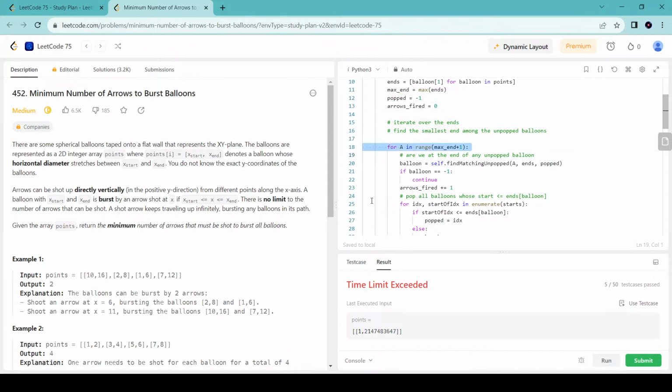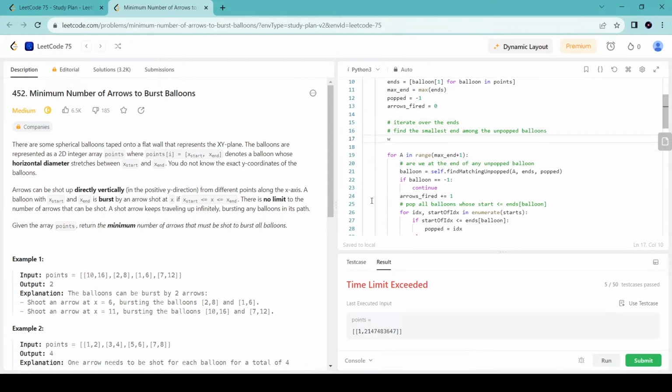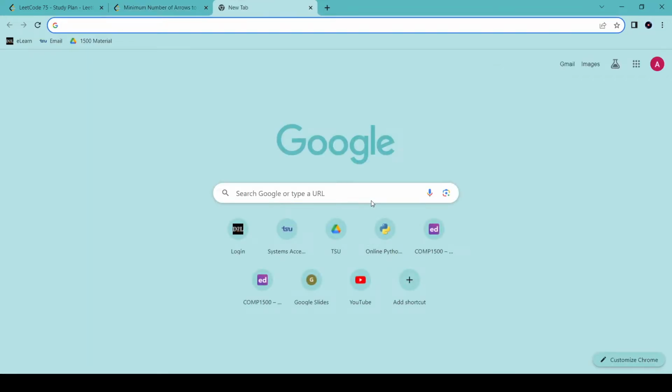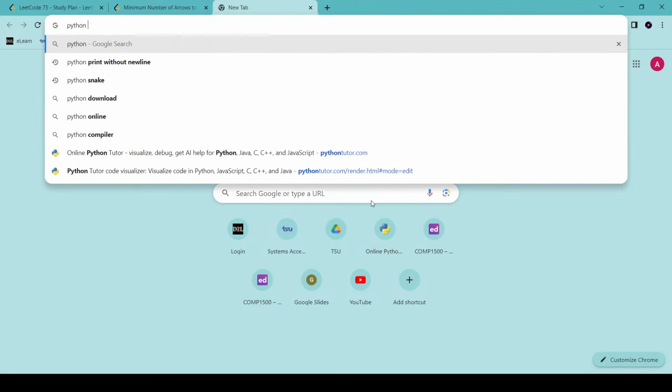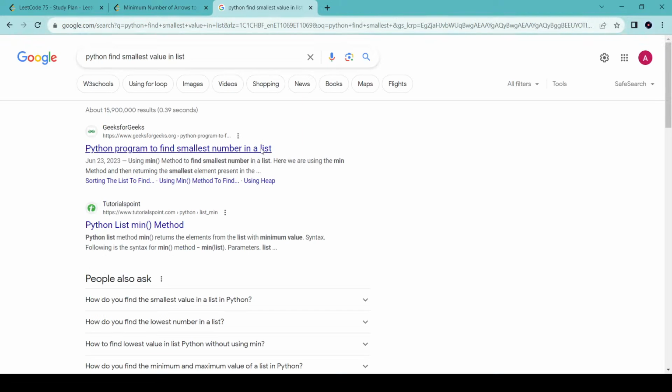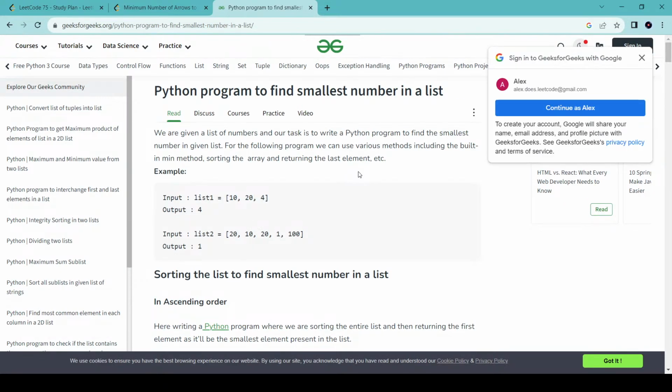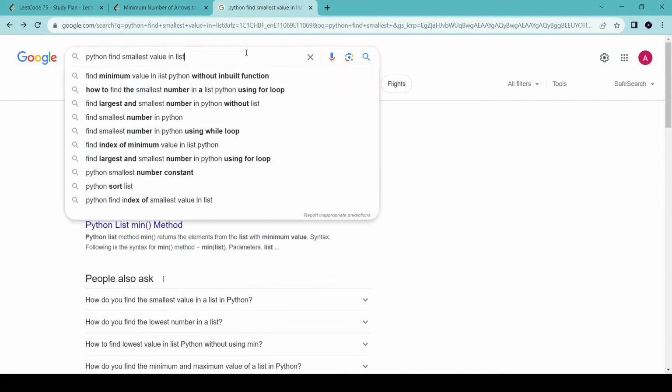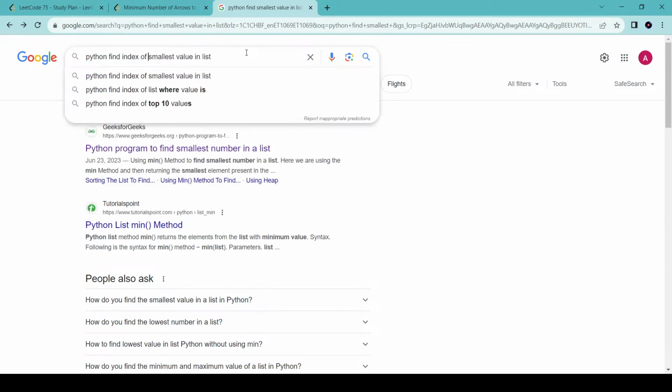So instead of doing A in range, what we want to do is say A equals the smallest end that is not popped. And we can actually do that. I'm pretty sure there's a Pythonic way. Smallest value in a list. Find smallest number in a list. Find index of smallest value in a list.